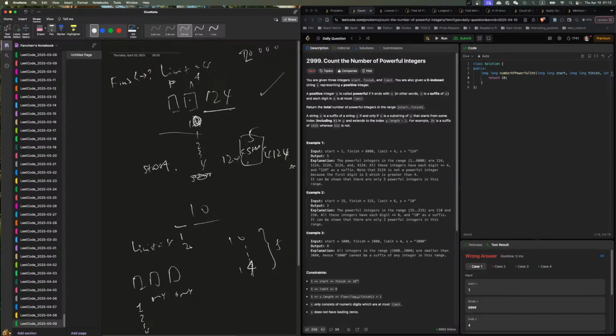Now we find the smallest. Good. Now we have the smallest. We say something, something, something, 1, 2, 4. We have 3 digits. We have the smallest. And then we just need to figure out how many more we have.